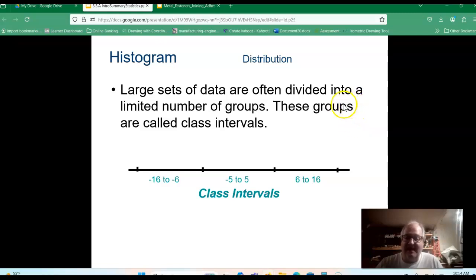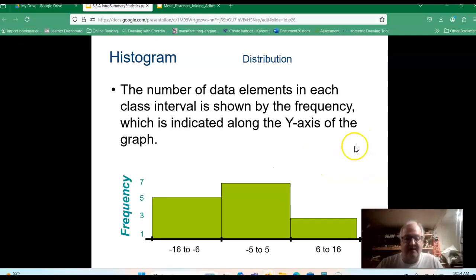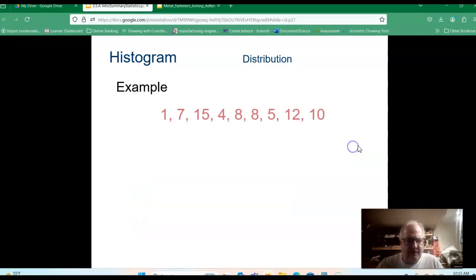We can divide it up into a limited number of groups, or what we call class intervals. Here you see we've got class intervals that are broken apart from -16 to -6, then from -5 to 5, and then from 6 to 16. Now, in practice, when you break these class intervals up, know that that is based on your standard deviation results, in what you calculate. We plot this, so we get the number of times that each data element shows up in that frequency, and this gives us a nice little visual of what that would look like.